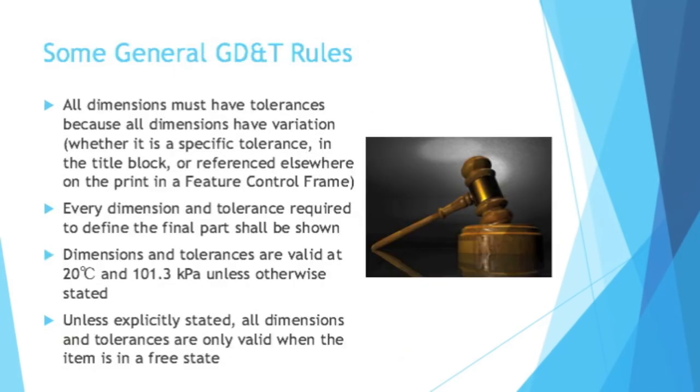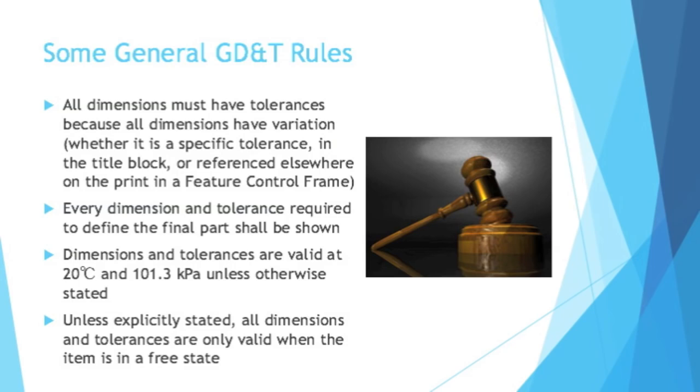So here are some general GD&T rules, and there's a lot more than this, but these are just some general rules to give you an idea of what GD&T specifies. All dimensions must have tolerances because all dimensions have variation. And that's true, everything in this world varies. Whether it is a specific tolerance for the actual dimension or the title block specifies, a lot of times you'll see in title blocks, for all dimensions without a specific tolerance, the tolerance is this. Or the dimension can have a tolerance referenced elsewhere on the print in something called a feature control frame, which is like a really technical GD&T callout, usually with datums.